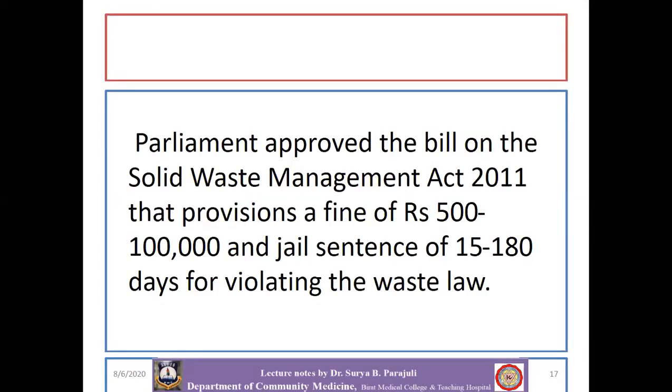This is all Nepalese context, okay? Parliament approved the bill on the Solid Waste Management Act 2011, with a provision of a fine of 500 to 1 lakh rupees and a jail sentence from 15 to 180 days for violating the waste law. This is for general waste or solid waste. If you find people throwing their general waste in a prohibited area, you can complain to the police, and they may have to pay from 500 to 1 lakh rupees, and go to jail for 15 to 180 days. As a medical student, you can complain.